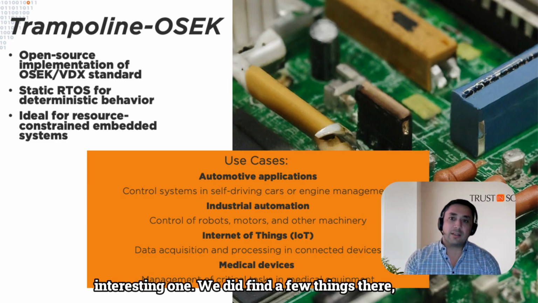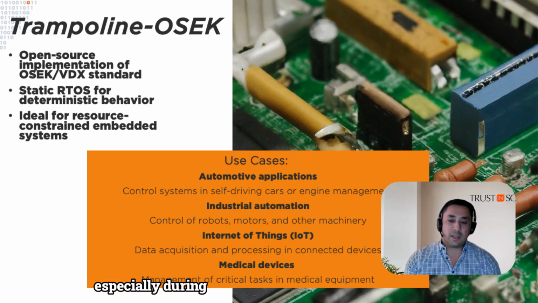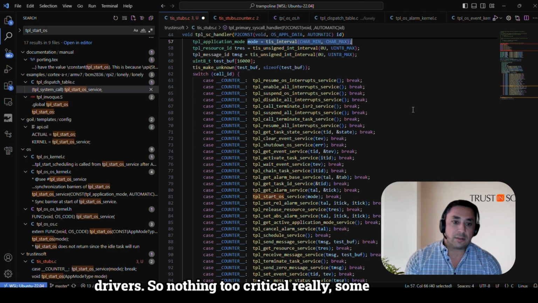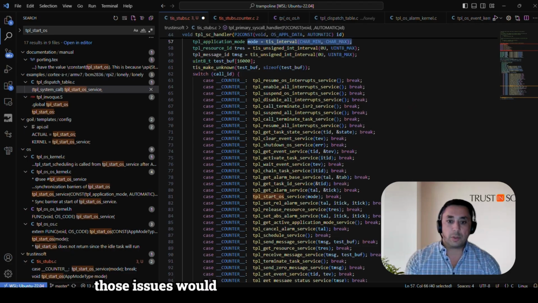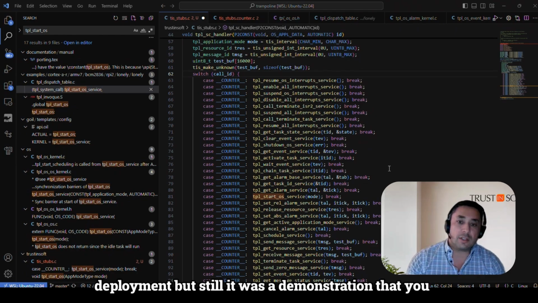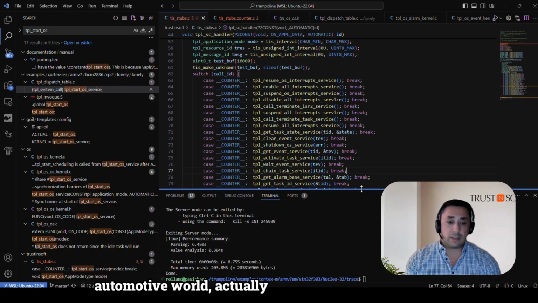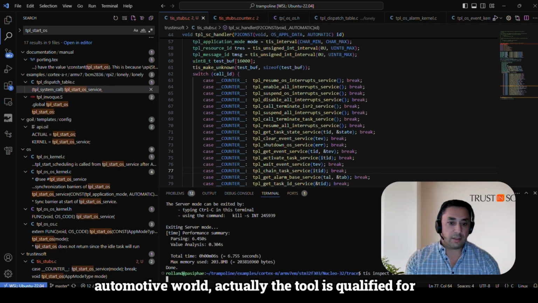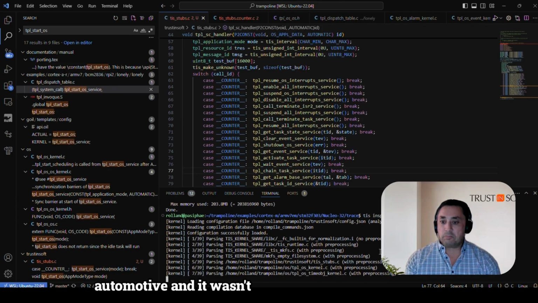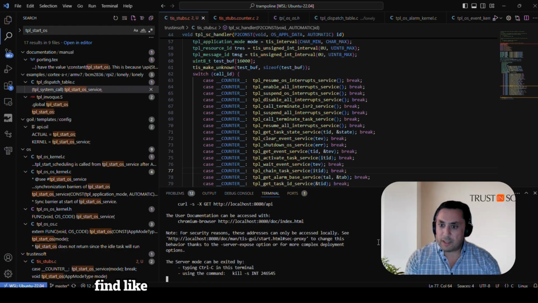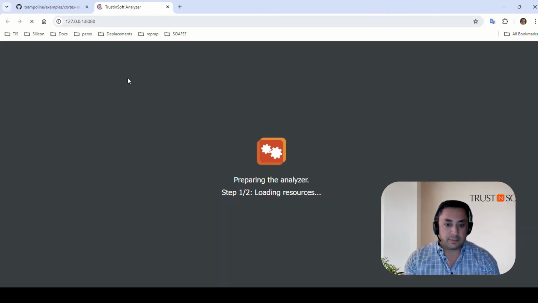We did find a few things there, especially during the init phase and then in one of the drivers. So nothing too critical, really. Probably those issues would never be encountered in a real deployment. But still, it was a demonstration that you could use the tool on an OS. You can use the tool in the automotive world. Actually, the tool is qualified for automotive, and it wasn't so hard to set up. And we did find 5 bugs total.